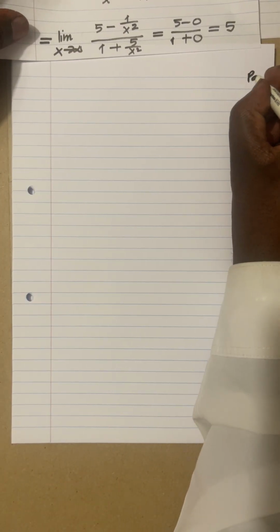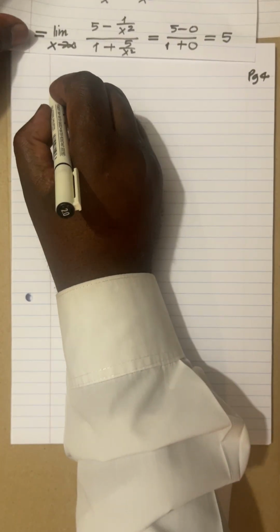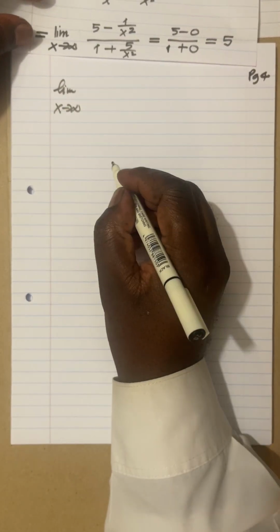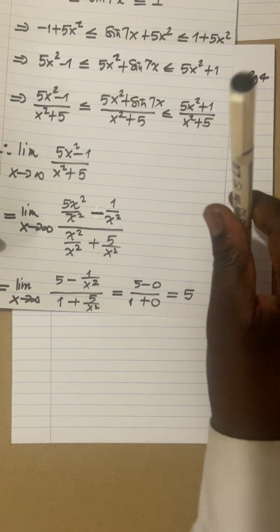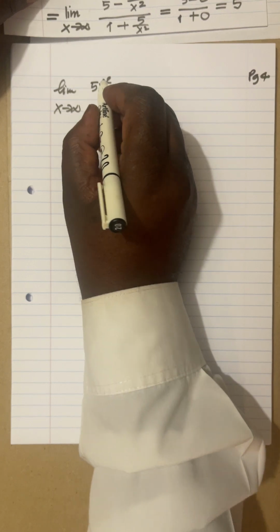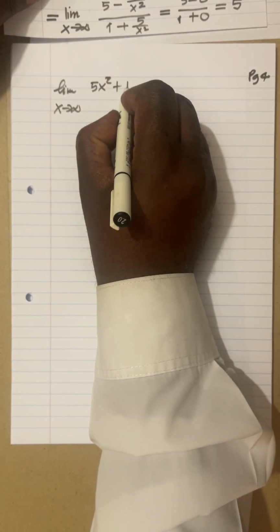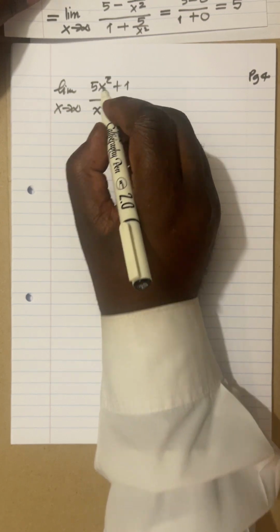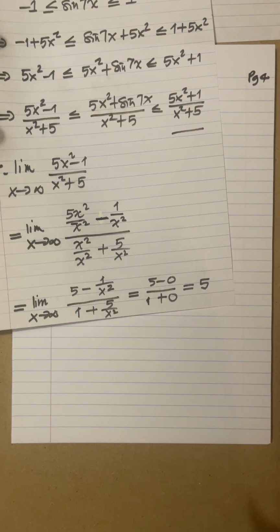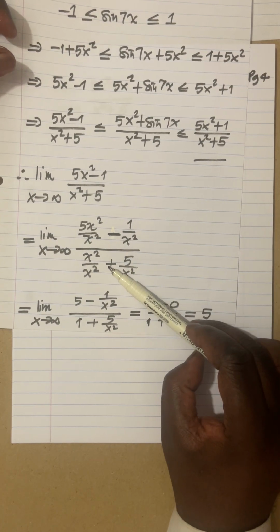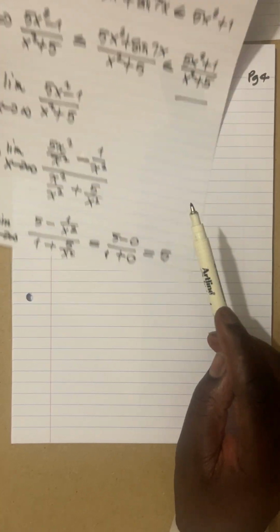Right, let's go to page number 4. On page 4, basically we are now saying the limit as x approaches infinity of what? Of the upper function, this part here, of 5x squared plus 1 all over x squared plus 5. We're going to use the same trick. Term-wise division, we're dividing each and every term. Remember, when there's a plus or minus, you are allowed to do that.